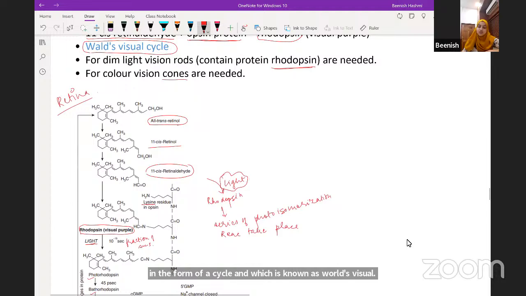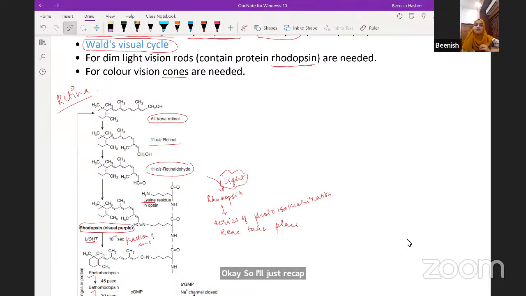Okay, so I'll just recapitulate this briefly so that you are able to understand, and to some extent memorize it and make it more clear. So what is happening in the retina is that your all trans retinol changes into 11 cis retinol, which then changes into 11 cis retinaldehyde. Now if you don't remember all the reactions, the overview is that this 11 cis retinaldehyde combines with a protein known as opsin. When combined, it forms rhodopsin, which is also known as visual purple.